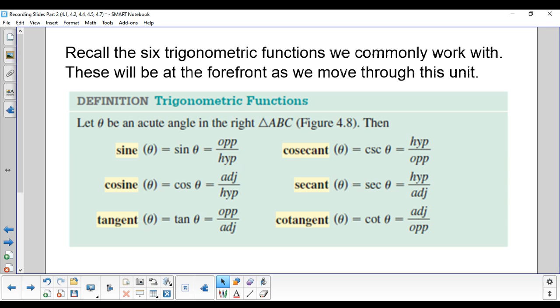As we move through this, I want to remind you that we will continue to work with our trig function relationships of opposite over hypotenuse for sine, adjacent over hypotenuse for cosine, opposite over adjacent for tangent, as well as each of their reciprocal identities. So let's go ahead and move into learning a little bit more about the unit circle.